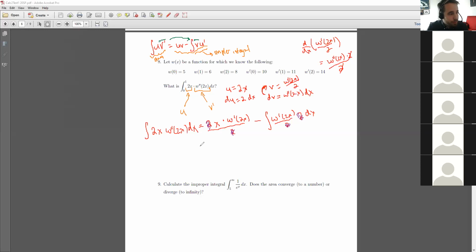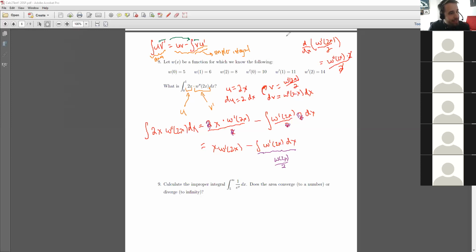I'm gonna power through. So this becomes x times w prime of 2x minus the integral of w prime of 2x dx. Now to integrate this second piece, this is again a substitution process. In fact, it's the same substitution process that we did up here. So the antiderivative of w prime of 2x will end up being w of 2x divided by 2. That will be the antiderivative there.